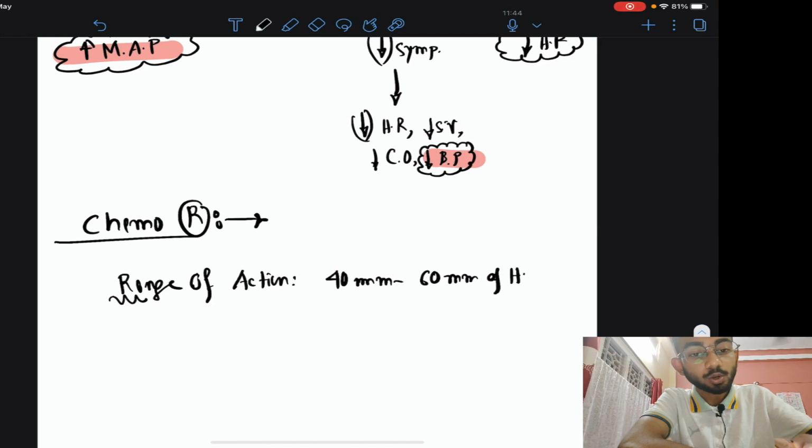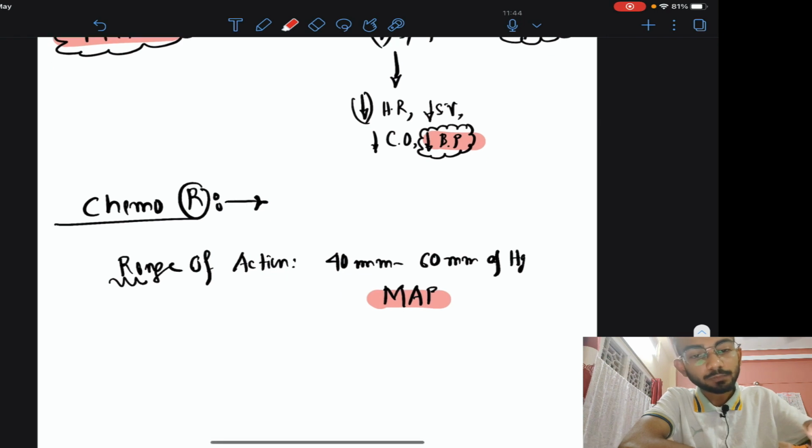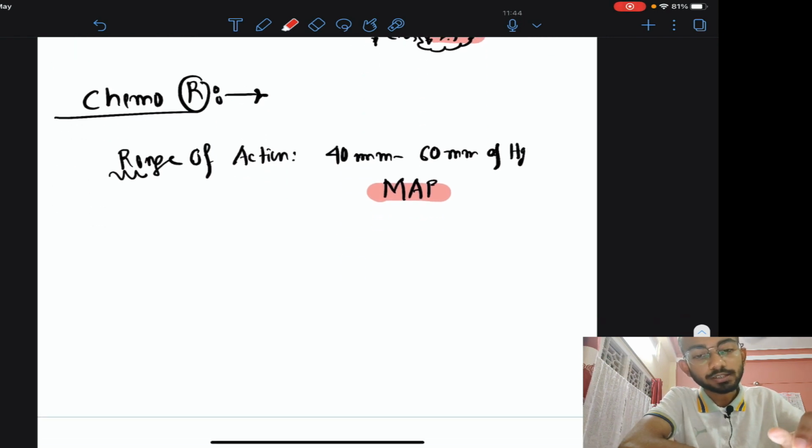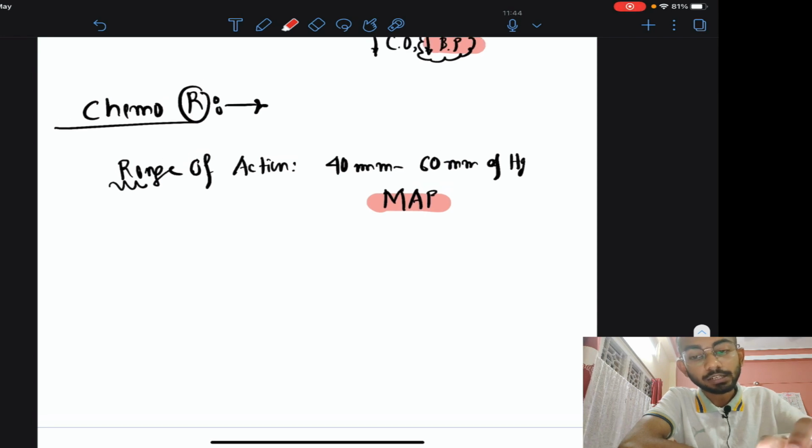40 to 60 millimeter of mercury of which pressure? Or the mean arterial blood pressure. I'm again stressing the fact: it is mean arterial blood pressure. It is not normal blood pressure. It is not systolic blood pressure, or the diastolic blood pressure, or the pulse pressure. It is a mean arterial blood pressure.